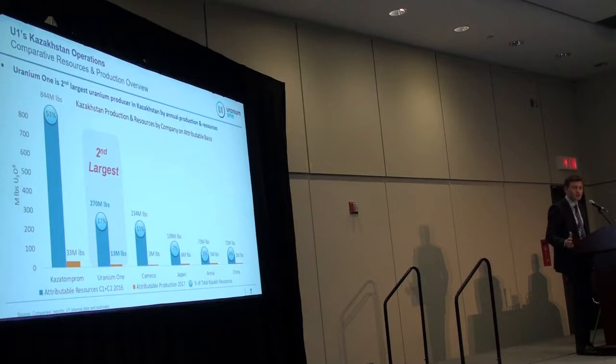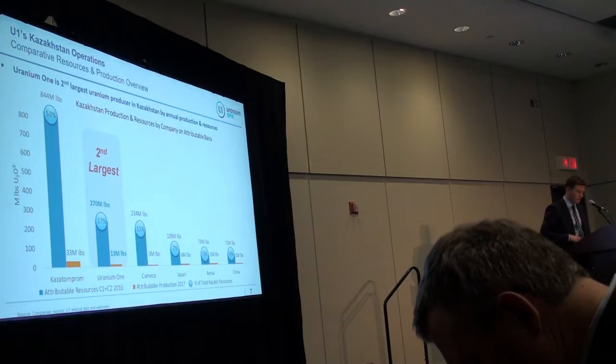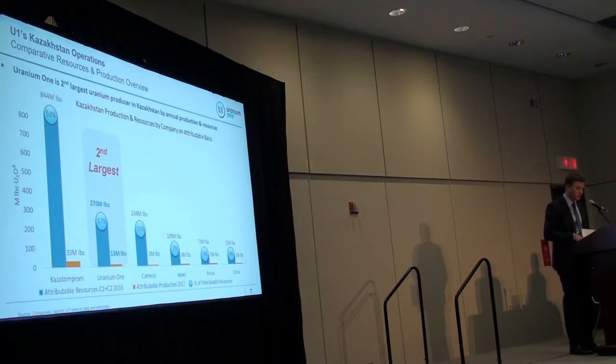It's a bit of a mixed bag if you look at the slide. Production is in U3O8 pounds, but attributable resources are in C1 and C2 categories. This is our internal estimate. In fact, thanks to Alex Boitsov for being a key person on monitoring this in terms of resources and production for us.